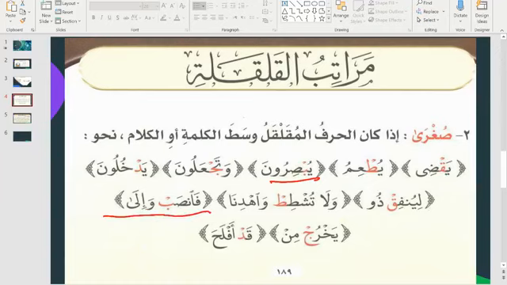All right, so you've got one of these letters, either in the middle of a word or in the middle of a sentence. So look at this one. This is in the middle of a sentence. فانصب وإلى.